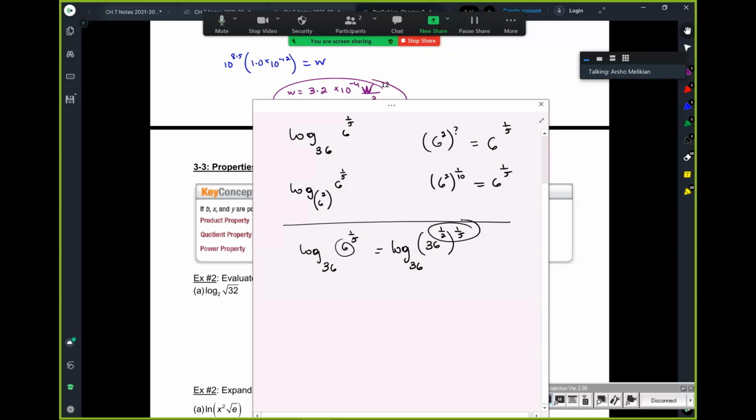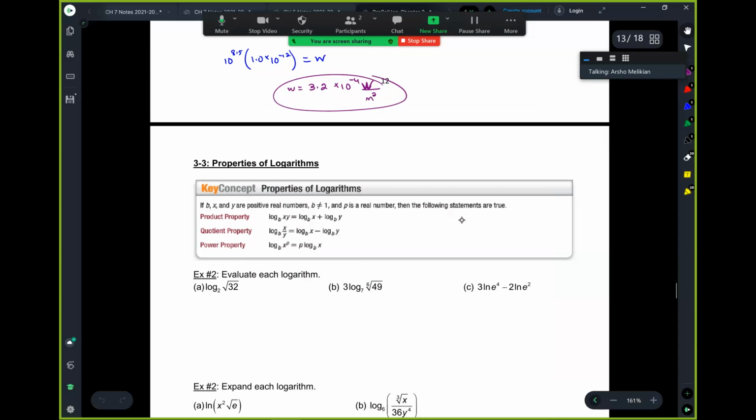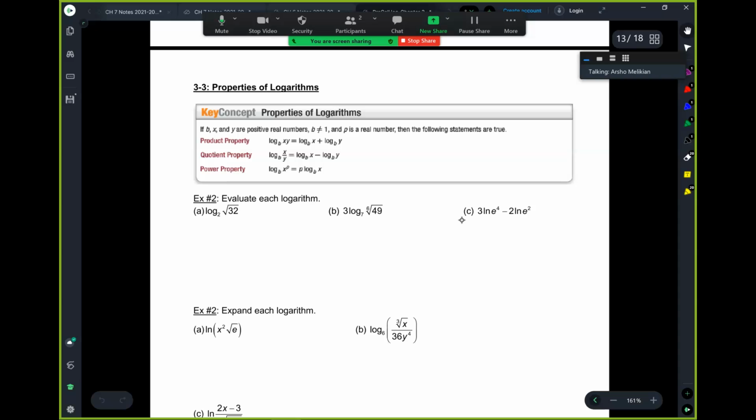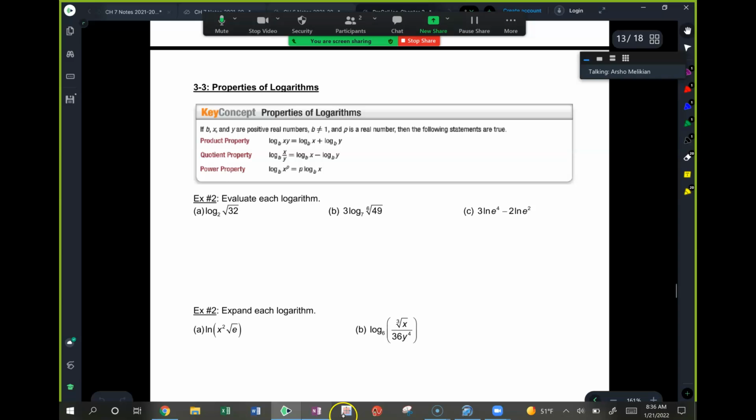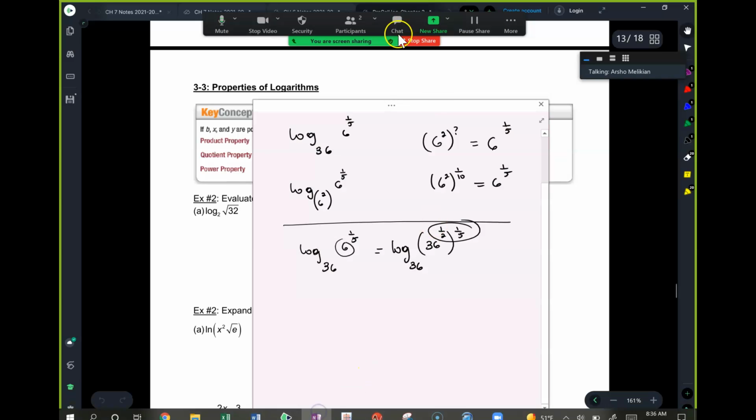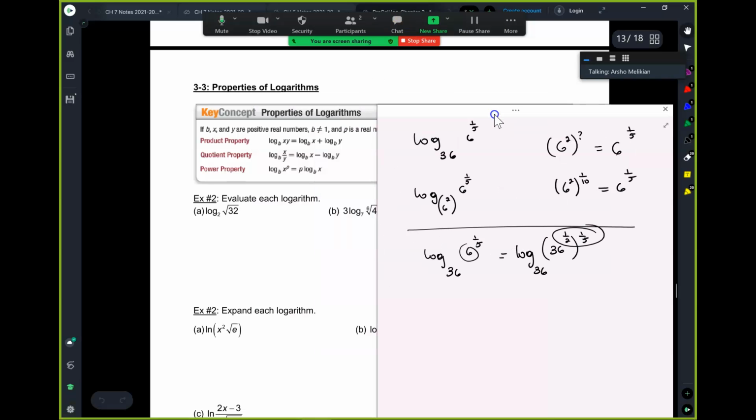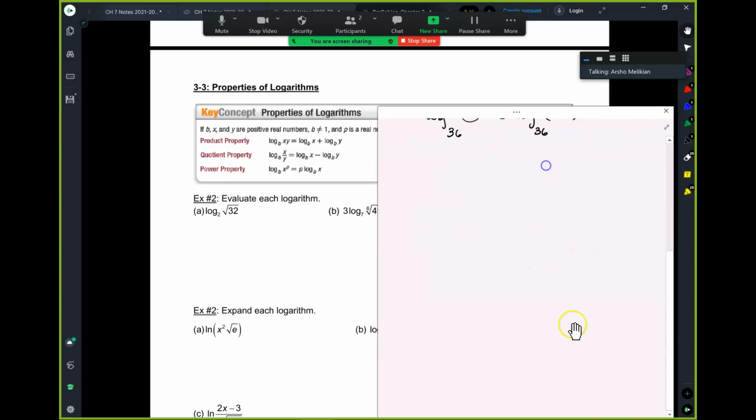Okay? All right. And that will make more sense after we do this lesson as well, I think. So take a look at what we have here. We're going to talk about properties of logarithms. And the way in which we're going to talk about them is this.